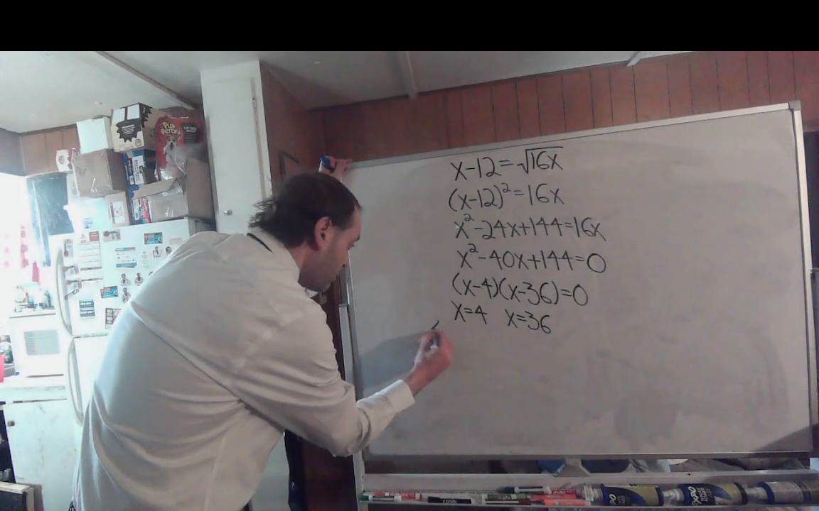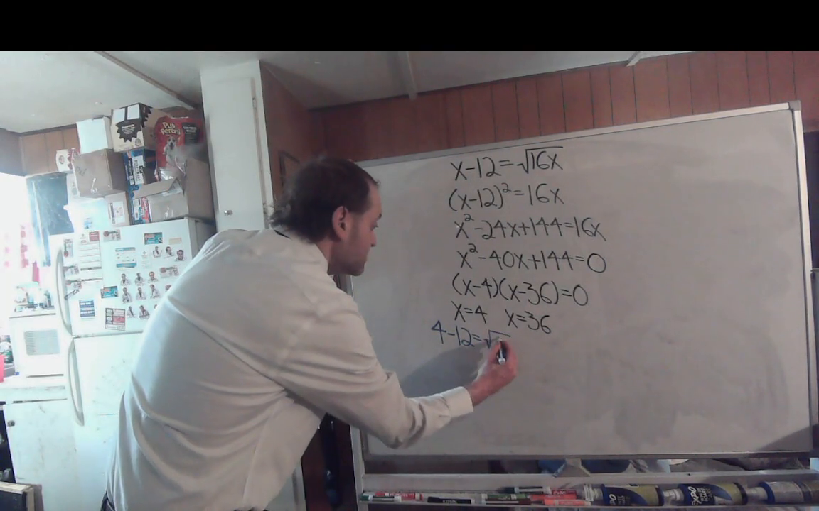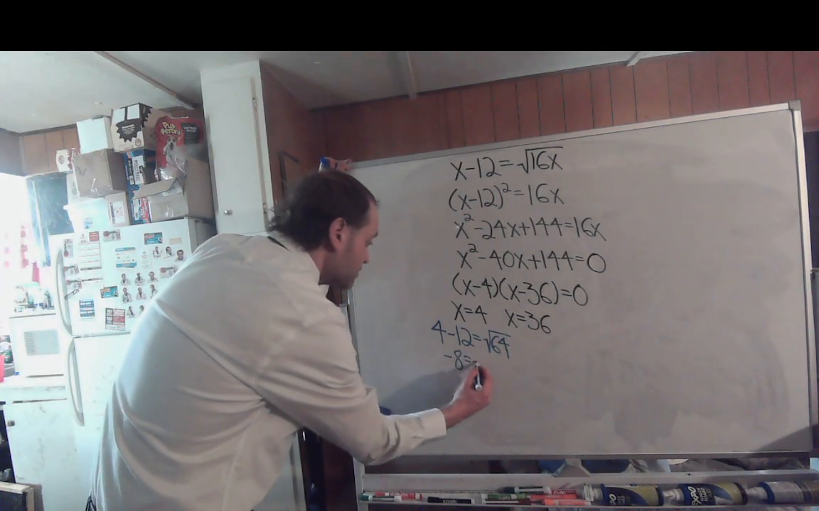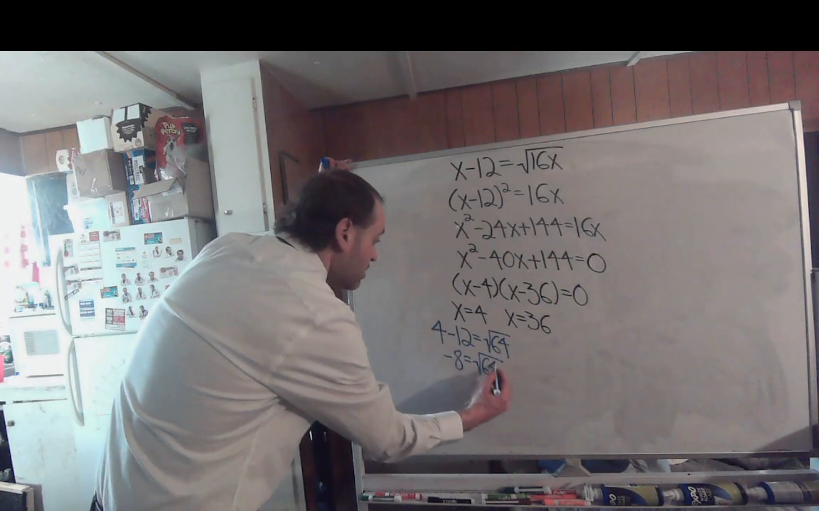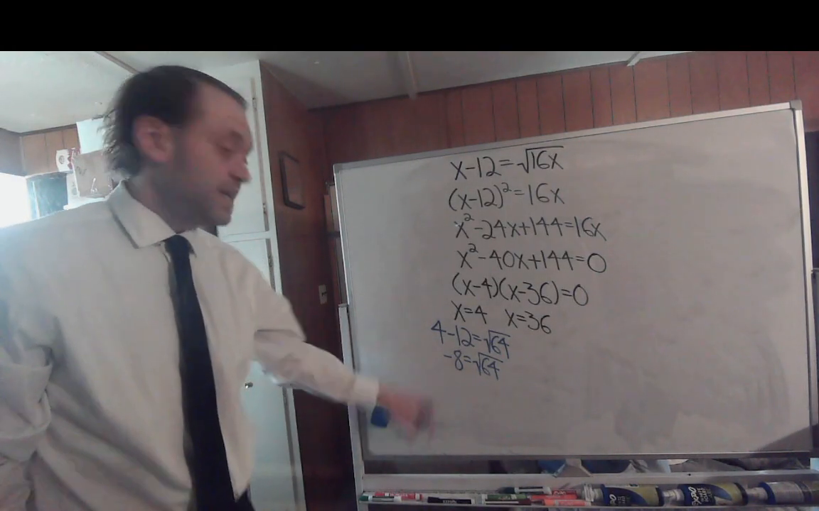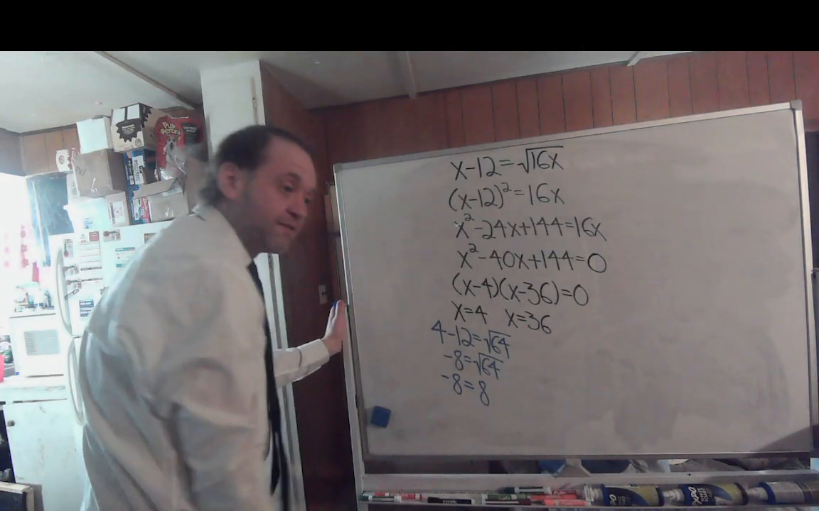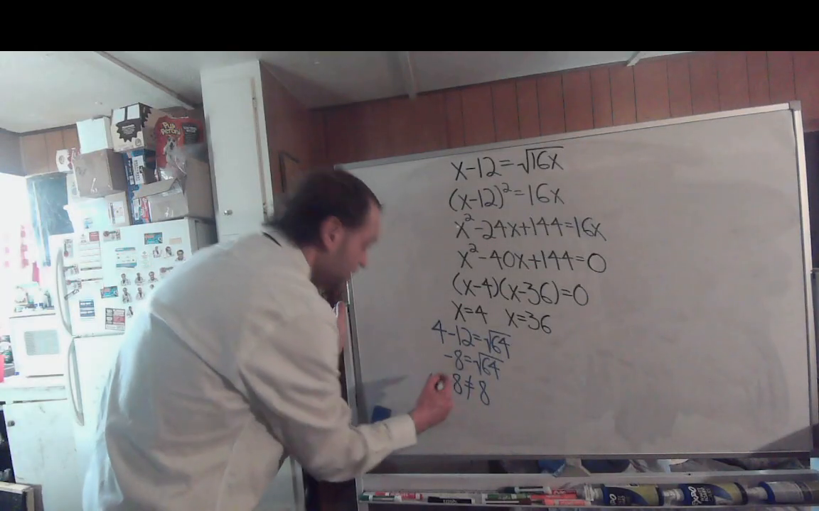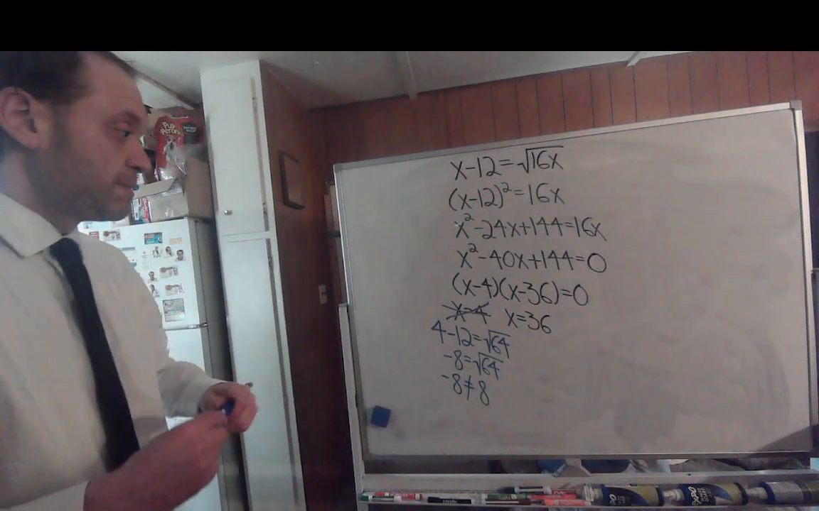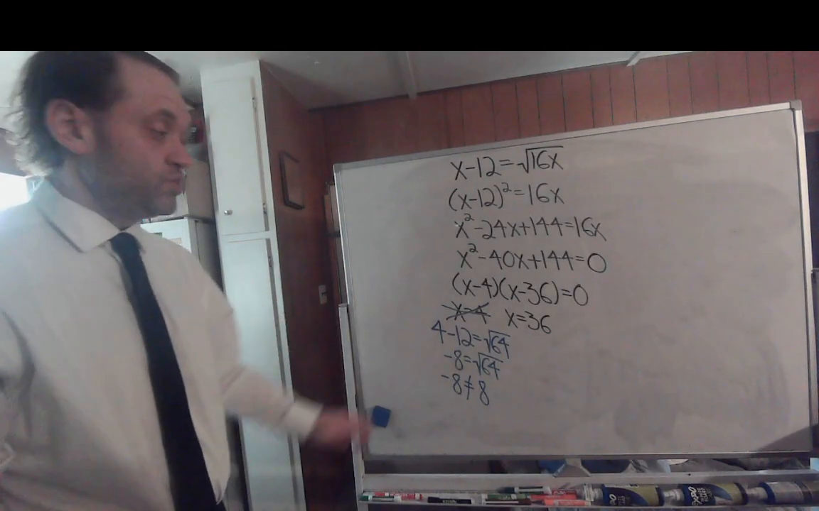You would get 4 minus 12 equals the square root of 64, which would mean negative 8 equals the square root of 64. Well, just the plain old square root of 64 is 8. That would be saying that negative 8 equals positive 8, which it definitely does not. So x equals 4 actually has to be thrown out. x equals 4 is what's called an extraneous solution.